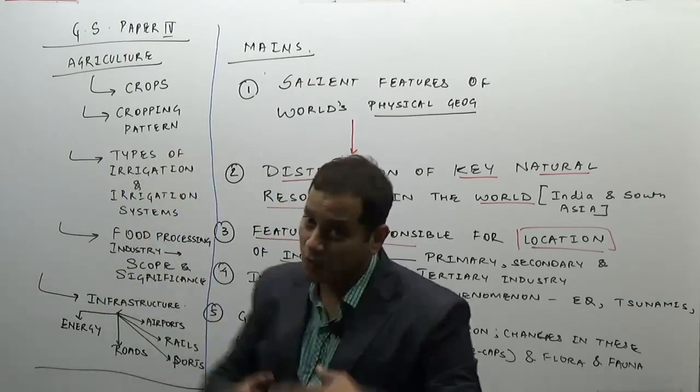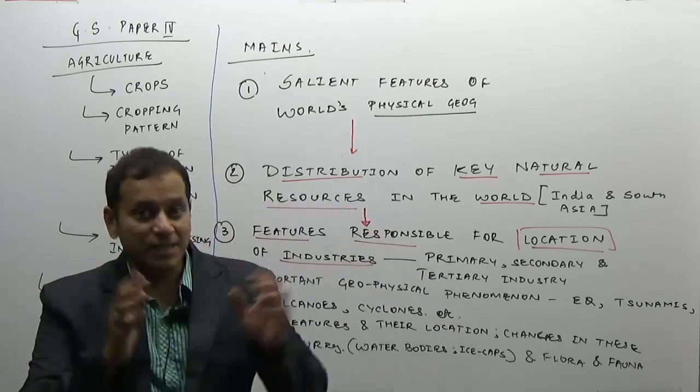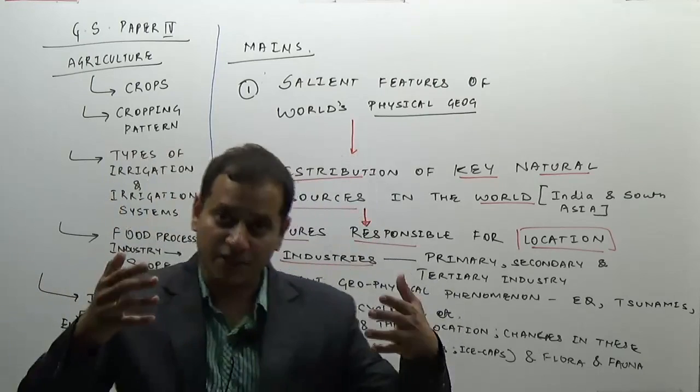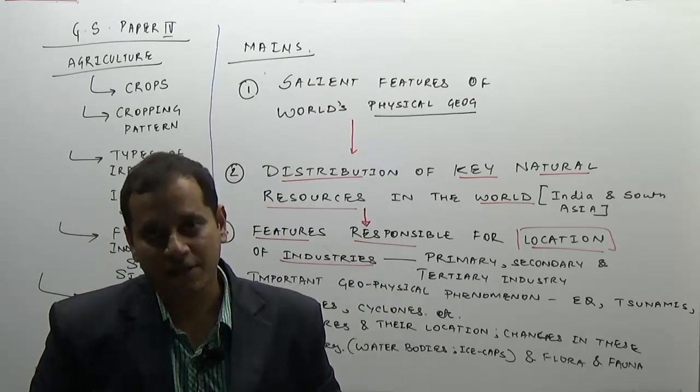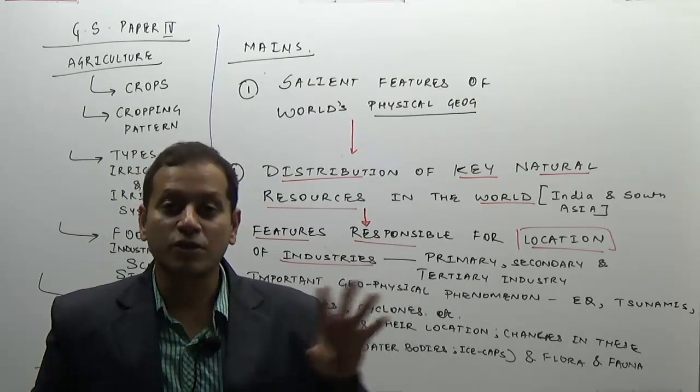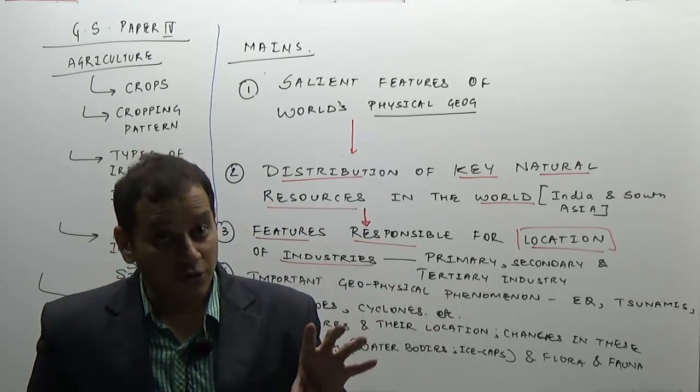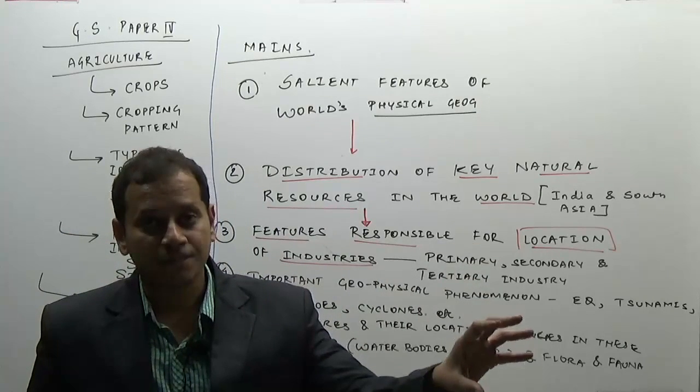Lastly, infrastructure. Why is it a part of geography? It is a basic part of geography, because of energy. What is the main source of energy in India? It is thermal energy. In that thermal energy, coal is the most important raw material. Related to geography is the distribution of coal in India.